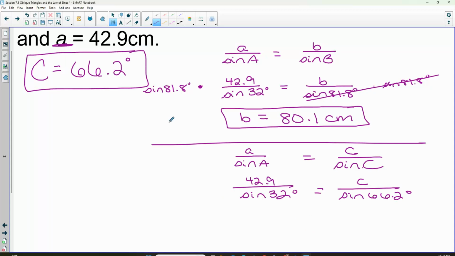So we can just multiply that over and plug it all in the calculator. And what do we get? 74.1.